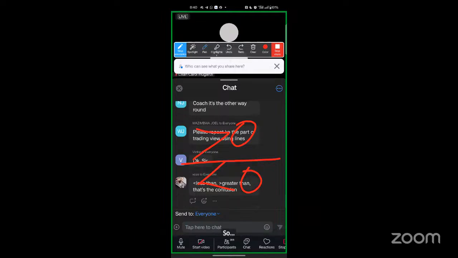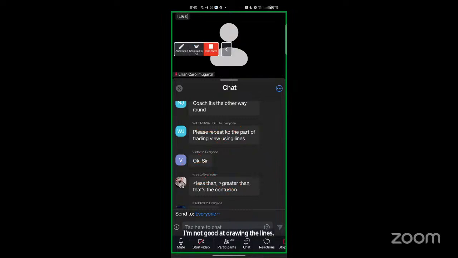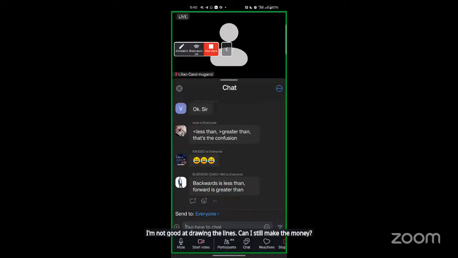So when I open a coin and I see that the MACD is below the zero line, I say, don't worry. When it crosses, let my robot buy and I make money. Is that hard? I'm not good at drawing the lines. Even if I'm not good at drawing the lines, can I still make money?